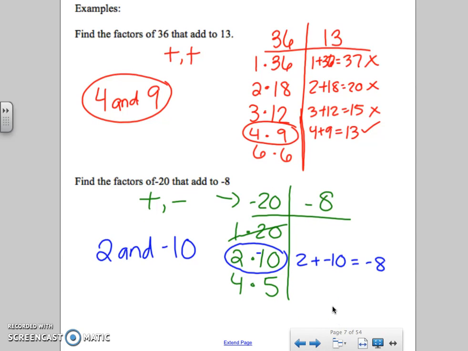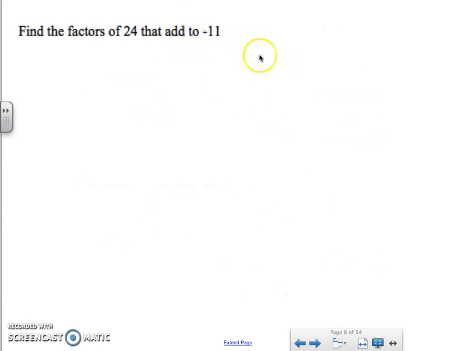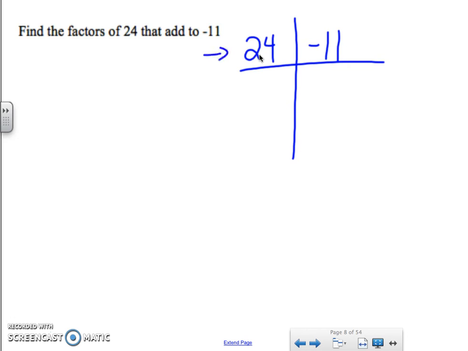Okay, one more problem. We're going to find the factors of 24 that add to negative 11. So draw your T-chart. 24 is going to go on the left because it says factor, and then negative 11 goes on the right. So since this is positive and this is negative, that means that my signs are going to be negative, negative, because the only time to multiply and get a positive, but add to get a negative is when your signs are negative, negative. So now we list all the factors out. 1 times 24, 2 times, again, if you don't know, you can do 24 divided by 2, and that should give you 12.